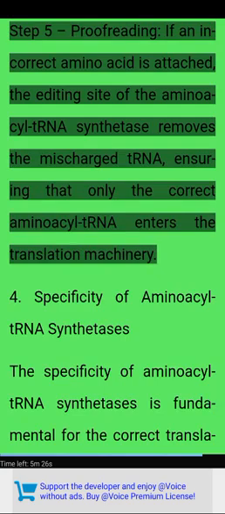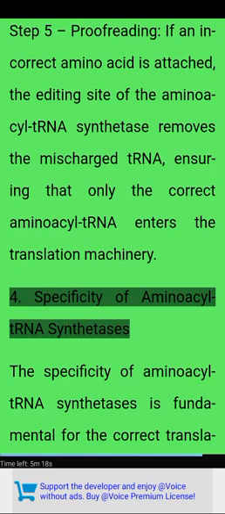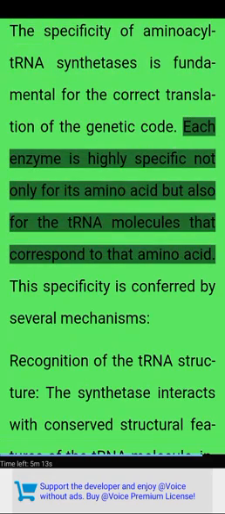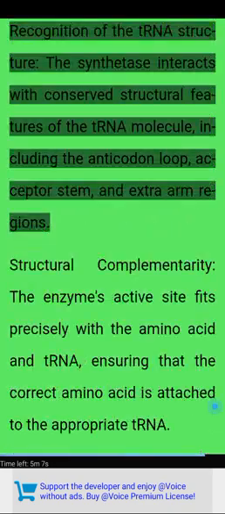Step 5. Proofreading. If an incorrect amino acid is attached, the editing site of the aminoacyl tRNA synthetase removes the mischarged tRNA, ensuring that only the correct aminoacyl tRNA enters the translation machinery. 4. Specificity of aminoacyl tRNA synthetases. The specificity of aminoacyl tRNA synthetases is fundamental for the correct translation of the genetic code. Each enzyme is highly specific not only for its amino acid but also for the tRNA molecules that correspond to that amino acid. This specificity is conferred by several mechanisms.